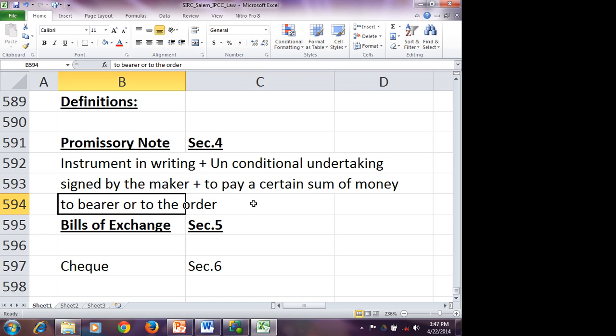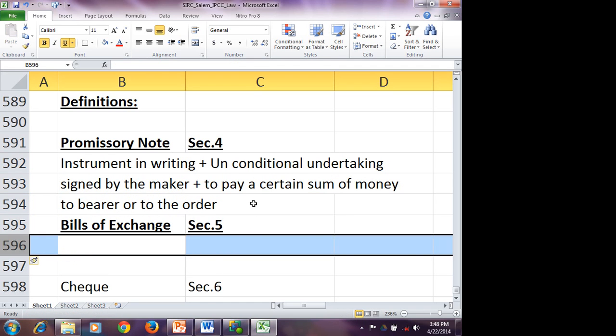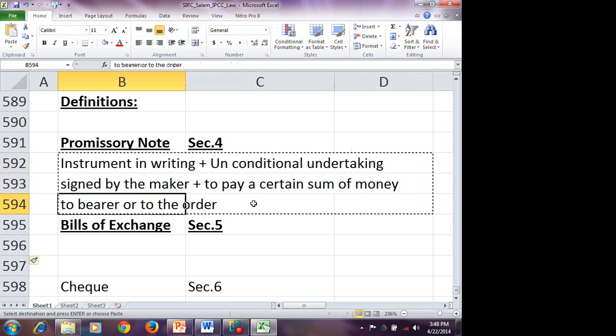Similarly, what is a bill of exchange? Same idea. It's an instrument in writing containing an unconditional order. It's an unconditional order.